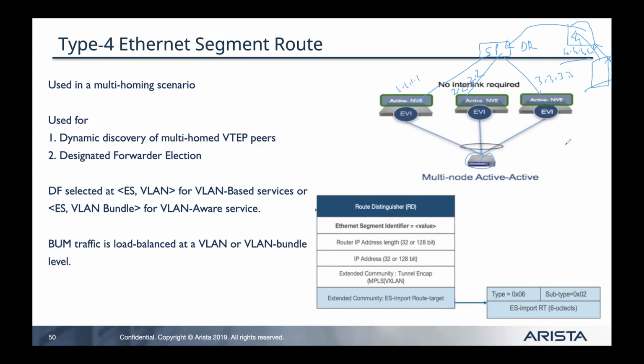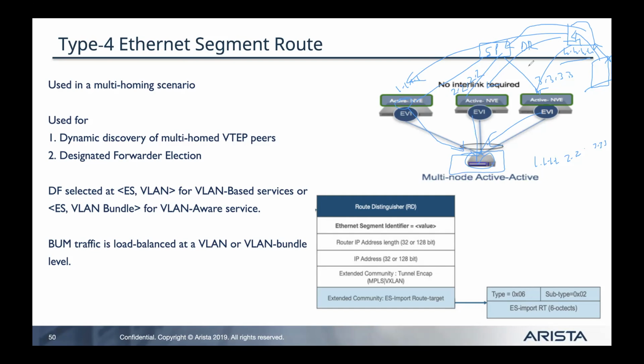This VTEP has learned the flood list, which has 1111, 2222 and 3333, by using type 3 routes. So the flood list has all these three VTEPs. It will create 3 copies of this ARP request: one is sent to 1111, another to 2222, and the third copy to 3333. Each VTEP will decapsulate the packet and the ARP request will be sent on to the host. Same here and here. So unnecessarily, this host is receiving how many ARP requests for one ARP? 3, correct?